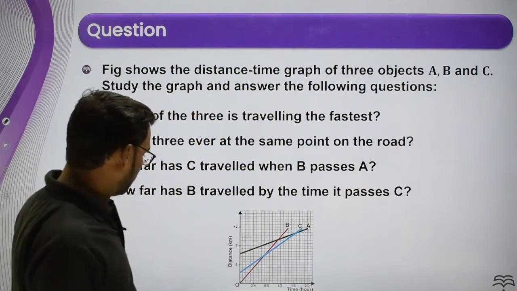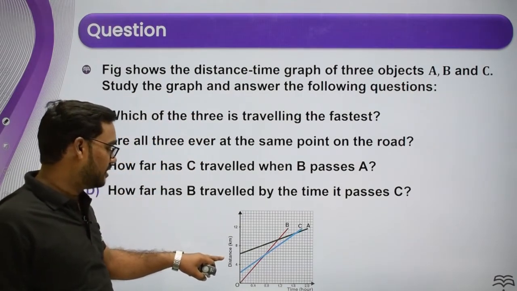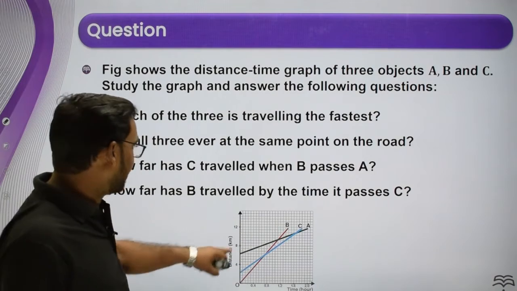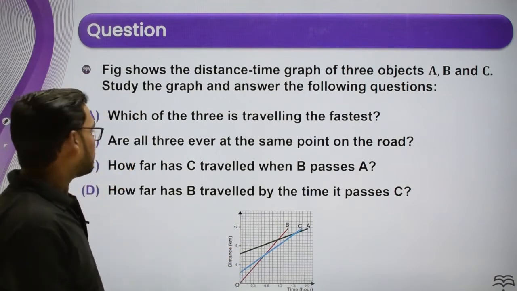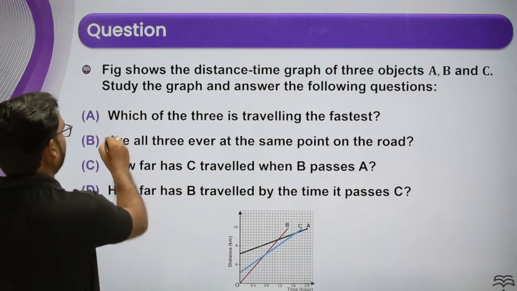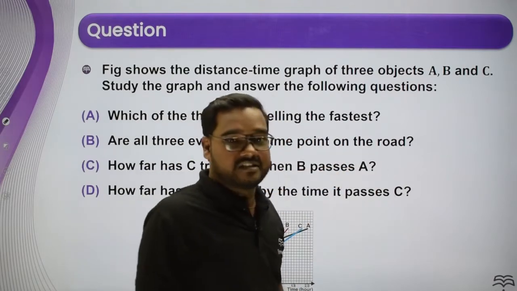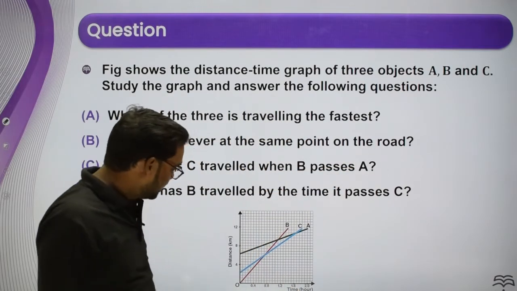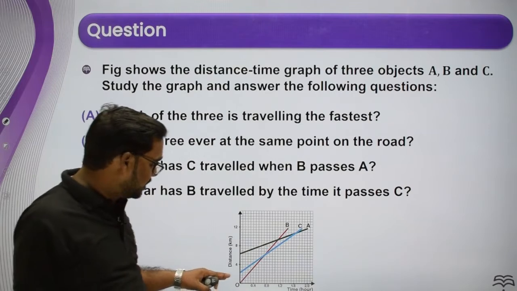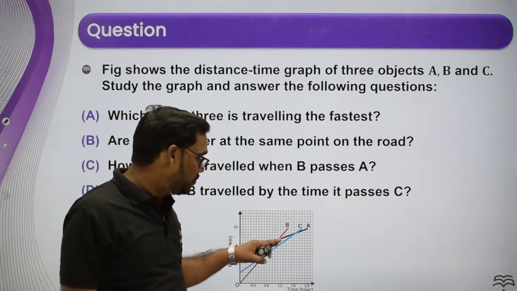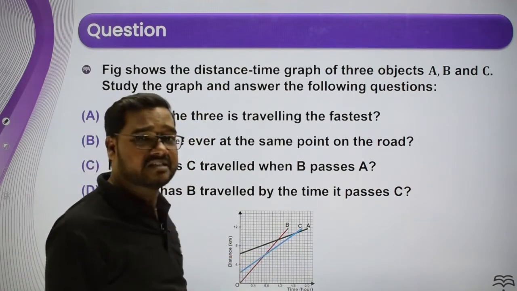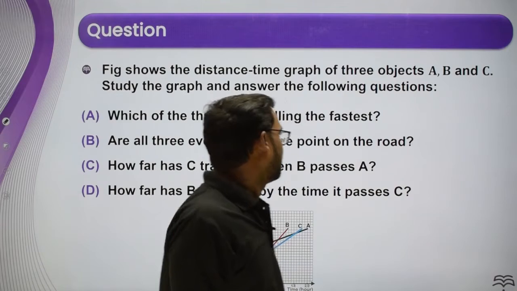Now we have questions that are based on the distance time graph. You can see here the distance time graph is already given, and based on that graph you need to answer some questions. In the first part: which of the three particles is traveling with the fastest speed? You are going to calculate the velocity, or the speed, of each particle, and say which one has the highest speed.